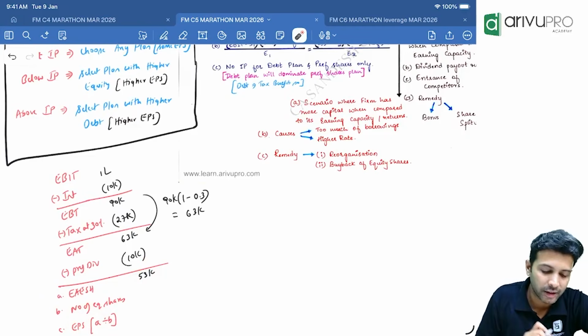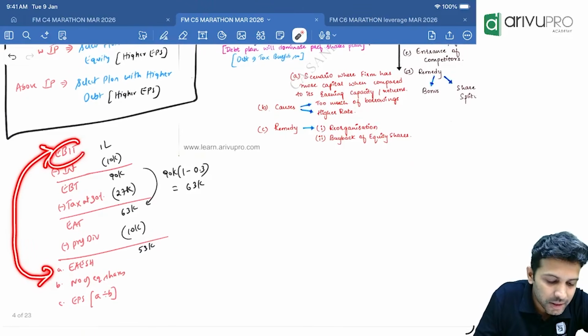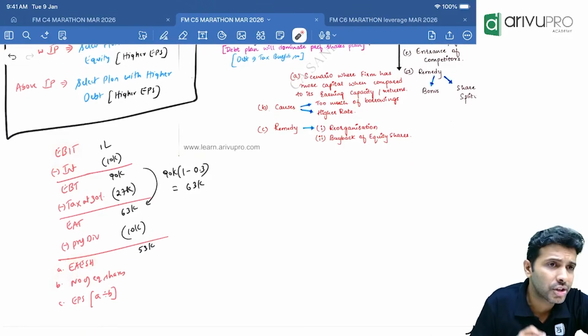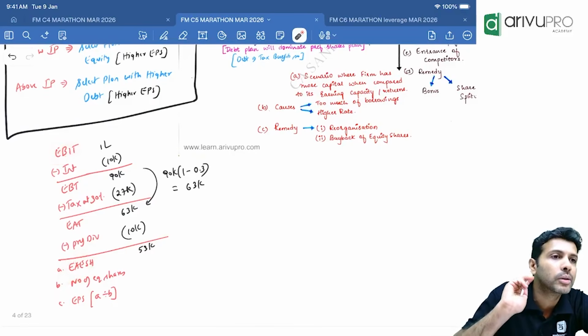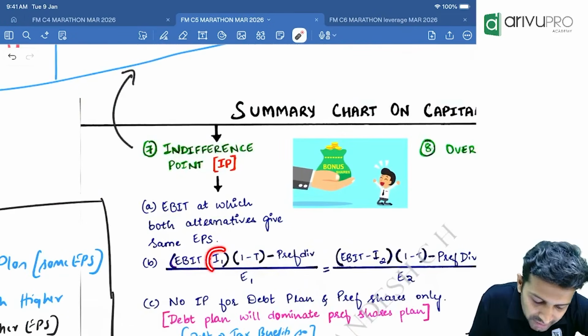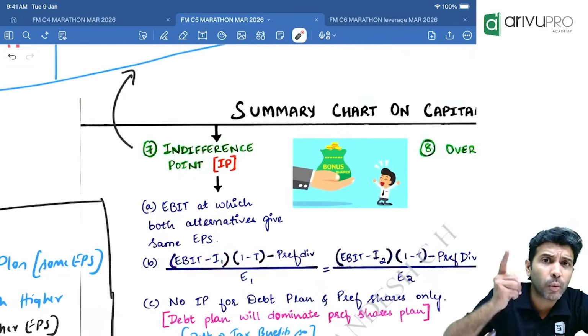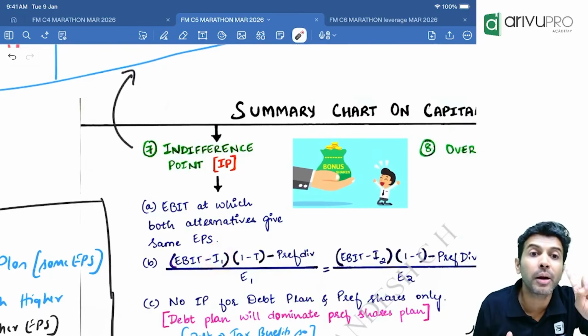Same thing we are getting. Now, what is this formula trying to calculate? From here, it is trying to get here. From EBIT, it is trying to arrive at EASH. So, tell me now, what is the formula? From EBIT to get EASH, first what we have to do? First, you have to reduce interest. That's what is the formula. EBIT minus I1. I1 means we have one plan here or two plans. I1 means interest under plan number 1.